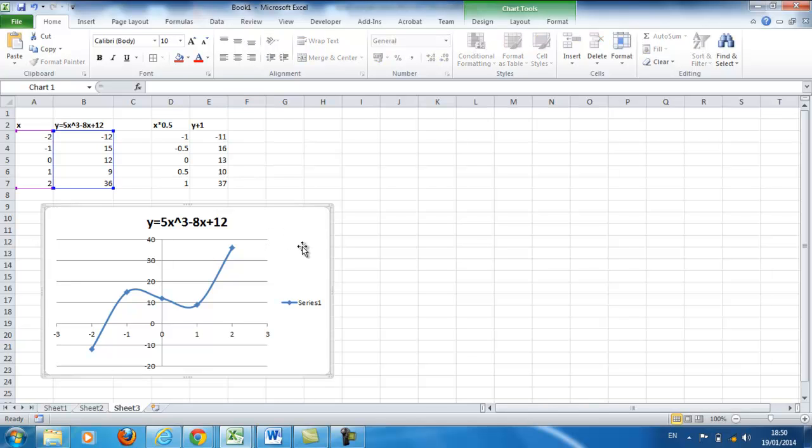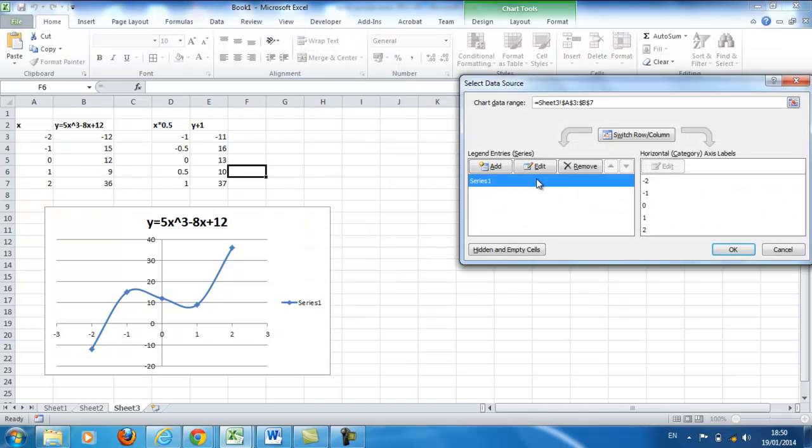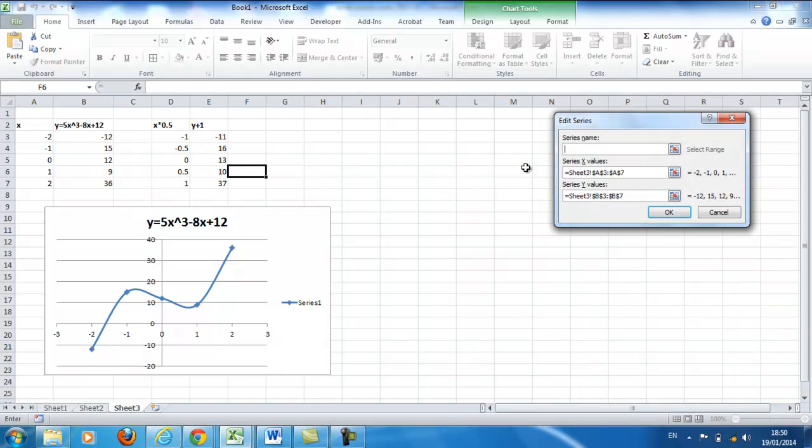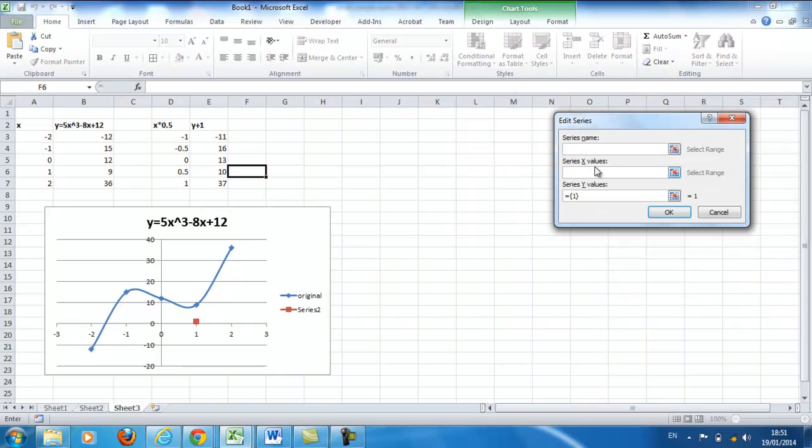Right, so to add in the set of values, we do as we always do to add in anything to our graph, and we right click, select data, and we add another series. Before that we just edit the series to name it, so we just give it the name original, for example. So that's the original graph, just so that someone looking at it will know which is which. And then we add another one, call it transformed, or you could specify, x multiplied by a half, y plus 1.